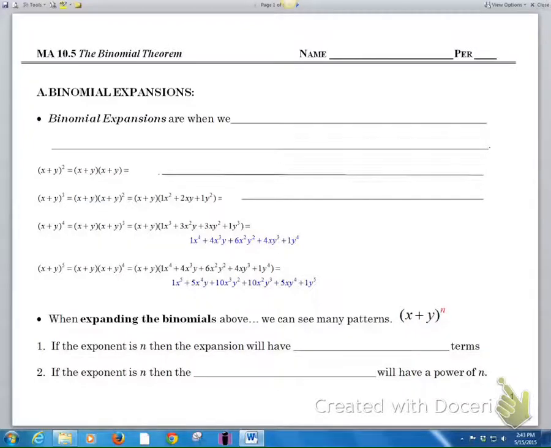Hi, Math Analysis. So we are going to do section 10.5 today. There's an A and a B. These are the notes for both A and B.